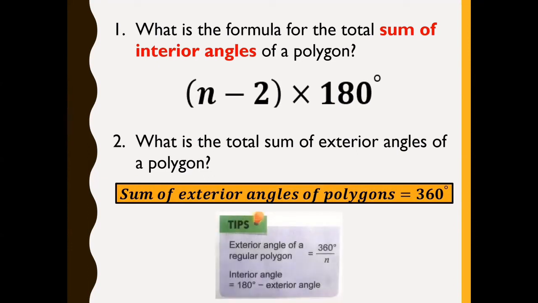There's one tip here. For the exterior angles of a regular polygon, regular polygon means that all the sides must be equal, the lengths of the sides must be equal, so all the exterior angles must be equal as well. So we just need to use 360 degrees divided by the number of sides. Then you will get the exterior angle of a regular polygon.